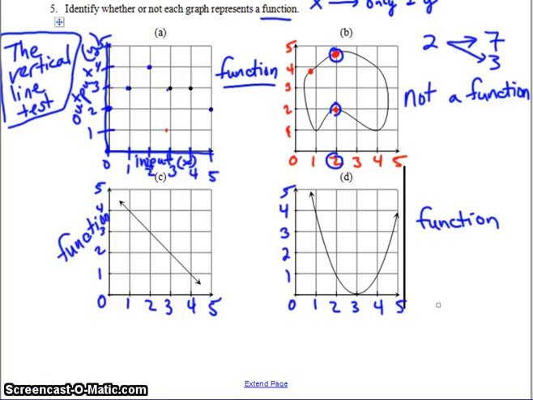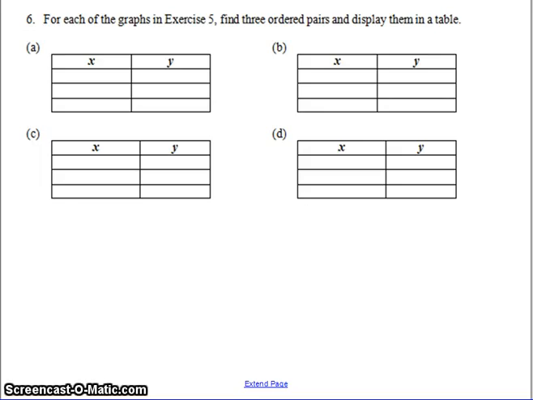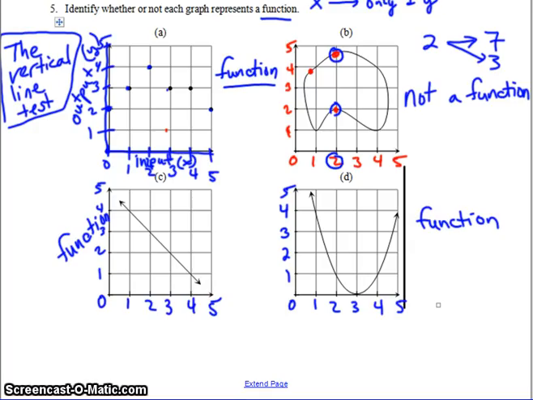Alright, I'll keep my vertical line there and move on to the next part. For 6, they want you to find 3 ordered pairs and display them in a table. That's why I wrote the numbers down. When we do ordered pairs, we know what the input and output, the x and the y value, is.